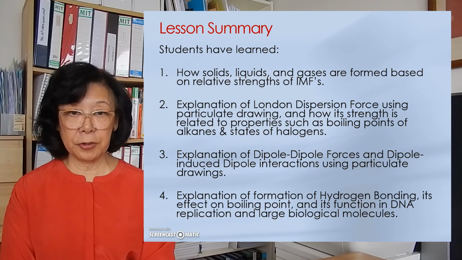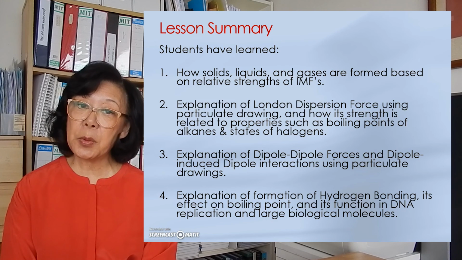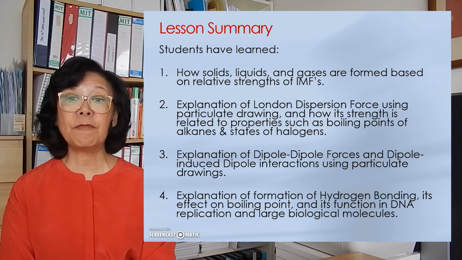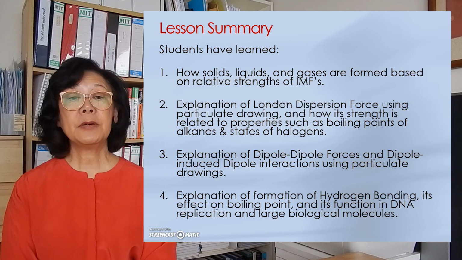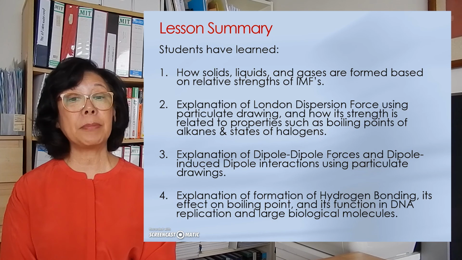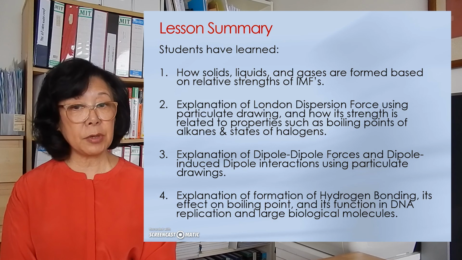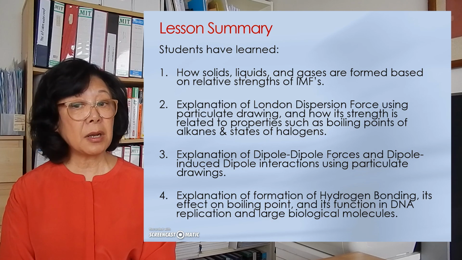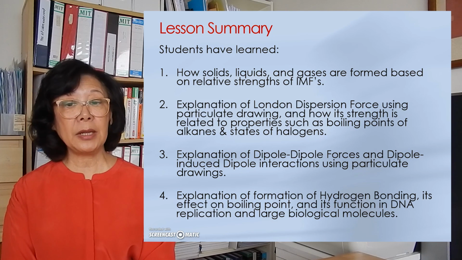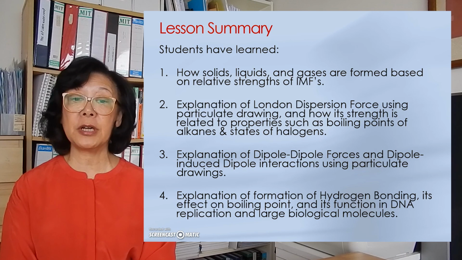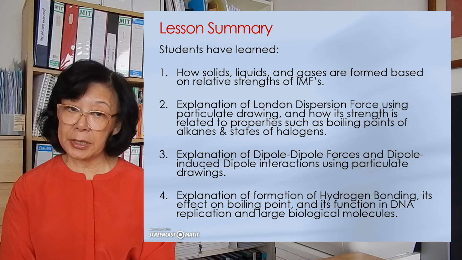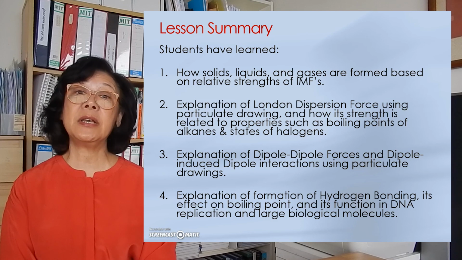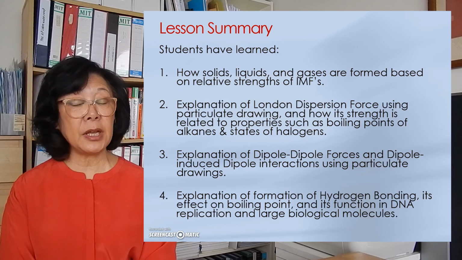To summarize what we have learned today, students have learned how solids, liquids, and gases are formed based on the relative strength of intermolecular forces, in other words, how far molecules are apart from each other. We learned how to explain London dispersion forces using particulate drawings, and how the strength is related to properties such as boiling point of alkanes and why halogens are solid, liquid, or gas. We learned how to explain the dipole-dipole force and dipole-induced dipole interaction using particulate drawings. And finally, we explained the formation of hydrogen bonding and its effect on boiling point, its function in DNA replication, and large biological molecules.